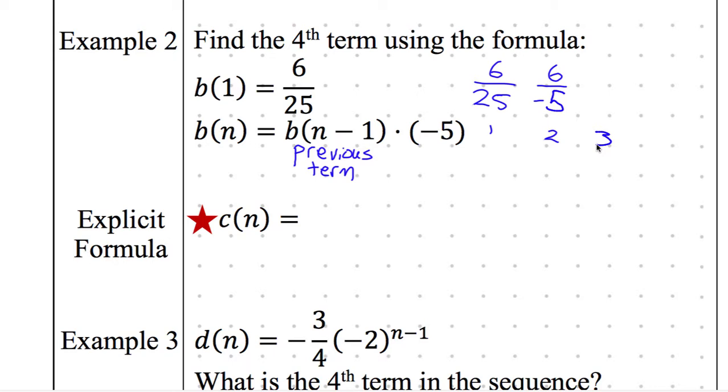My third term is going to be... careful. If I multiply this by negative 5, the negative 5 and negative 5 cancel, so it's just going to be 6. And then finally, our 4th term is going to be negative 30, because again, I'm just multiplying 6 by negative 5. I keep multiplying by negative 5 over and over again. So my final term is negative 30. Box it. That's our final answer.